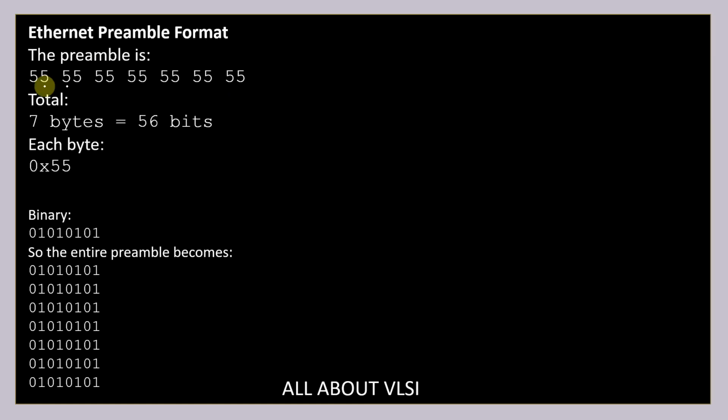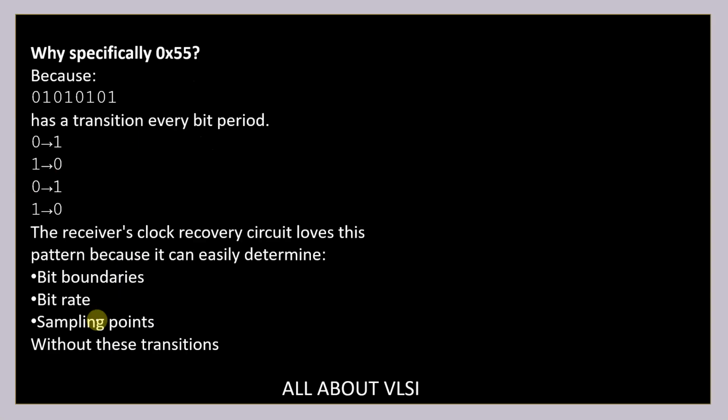So here the Ethernet preamble will look like this, which is a total of 7 bytes, which is 56 bits, and each byte is going to look like this. So the entire preamble becomes this particular thing, right?